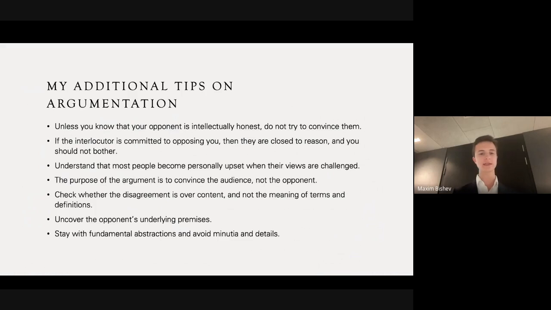Okay, so check whether the disagreement is over content and not the meaning of terms. That's what I said about define your terms. Now, this is really important. Okay, jokes aside, this second last point is really important. You have to understand what are the basic ideas on which they're basing everything they say. And if you can get to the really root cause of it, you can just say, well, we disagree at this level, and this level is very fundamental. And usually, if you're good at this, you find a single thing on which their entire argument hinges, and you just pull that out, and it's like a Jenga tower, it just falls over.